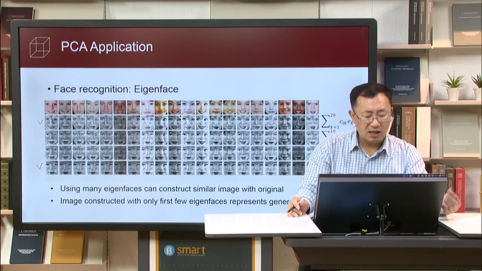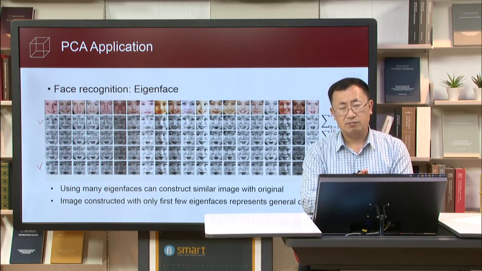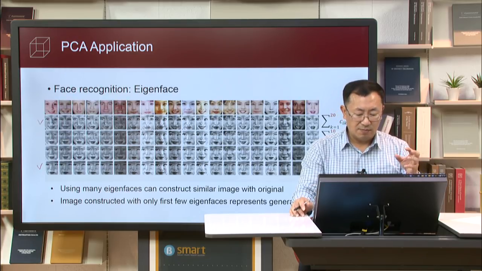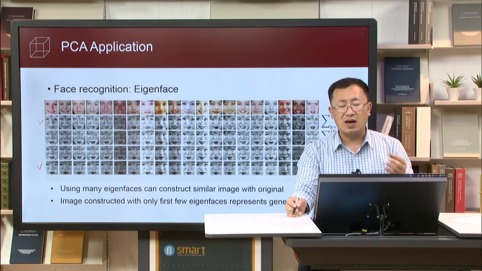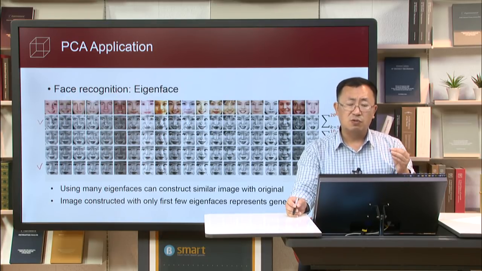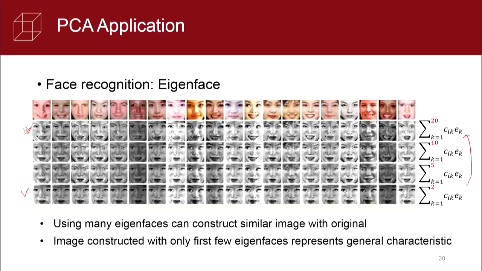So using many eigenfaces can construct an image similar to the original, but even with a smaller number of principal components, or eigenfaces, we can still generate images which are quite similar to the original image. So with less information, we can still represent the whole original data, right?